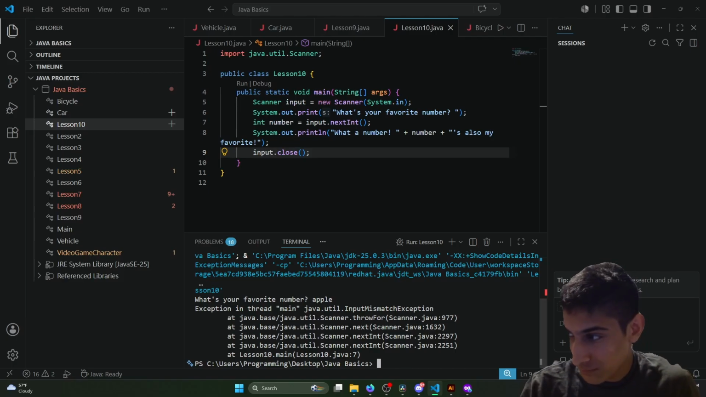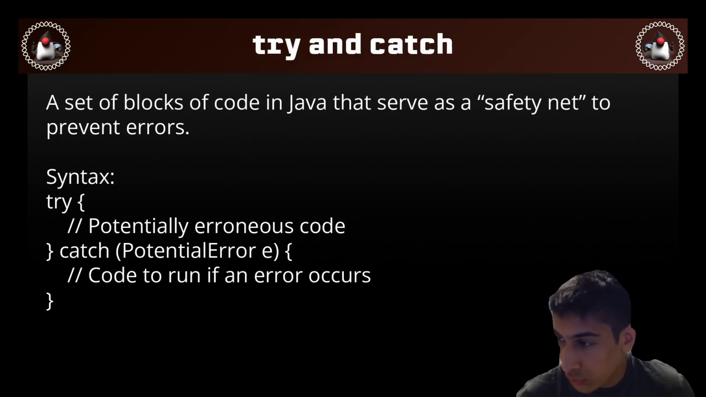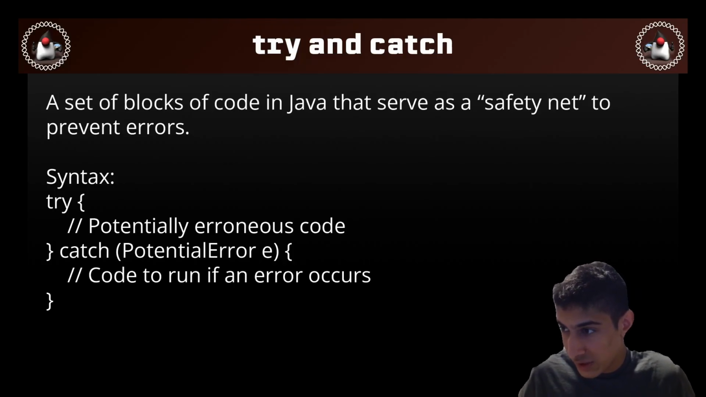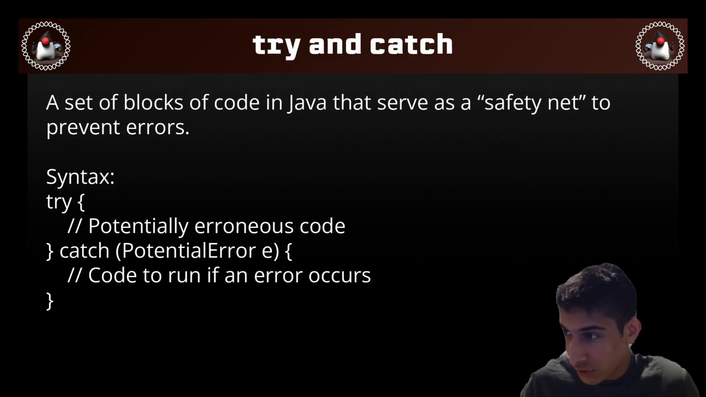So for this example program, we can fix this error of the input being mismatched by using a try-catch block. This is a block of code that in Java basically serves as a safety net to prevent errors from completely crashing the program. So it's very similar to if else, but it works slightly differently.